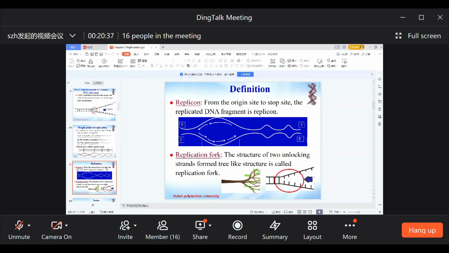Okay, another one. Two definitions, the replicon and the replication fork. You can see from the origin site to the stop site, this sequence is the replicon. From the beginning to the termination, this is the replicon. And another one, you can see the structure of the two unwound strands forms a tree-like structure. It is the replication fork. And you can see from this figure, the DNA replication here forms the fork.